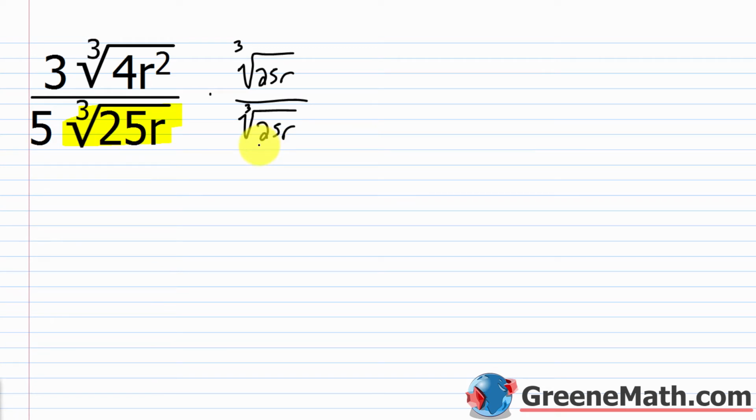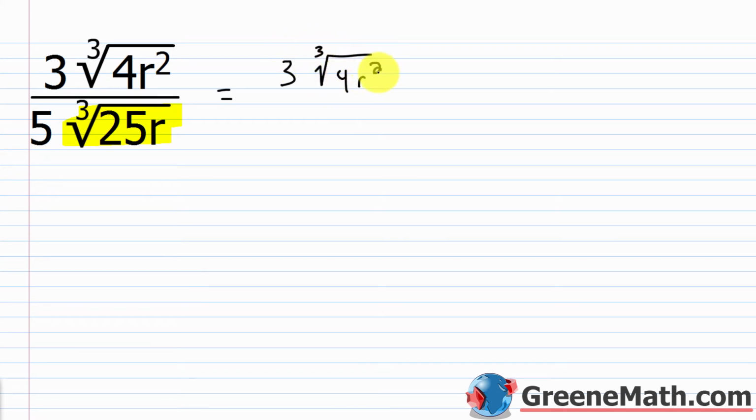That is not a perfect cube. It's a perfect fourth, but not a perfect cube. So again, when you see something like this, you want to factor things and think about stuff. So in the numerator, there's nothing really I can do to simplify. So 3 times the cube root of 4r squared. We know 4 is a perfect square, but not a perfect cube. R squared is a perfect square, but not a perfect cube. So we move on to the denominator.